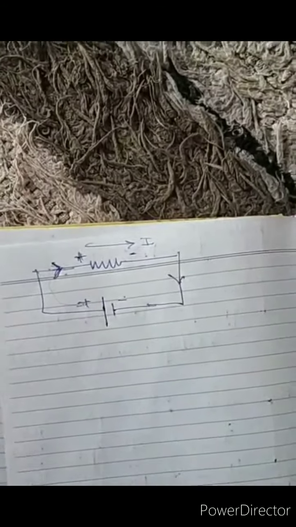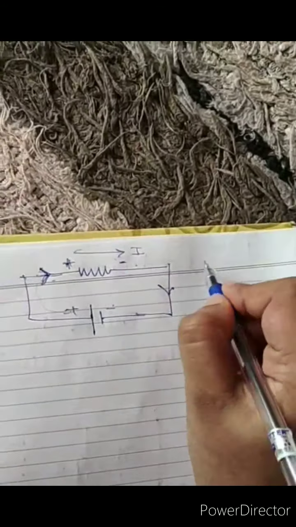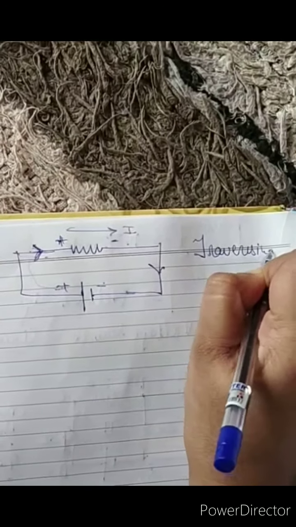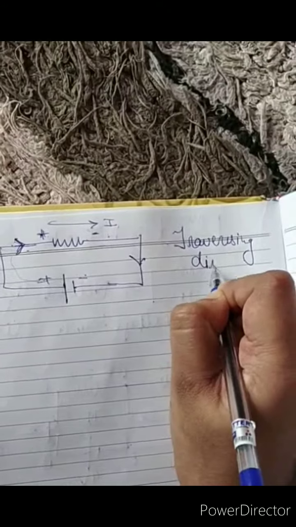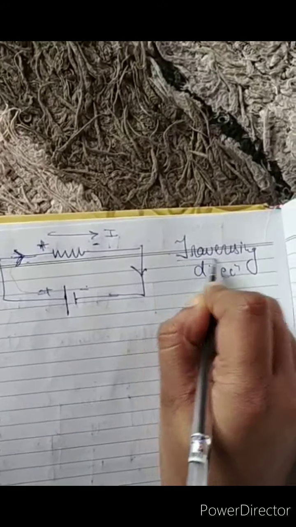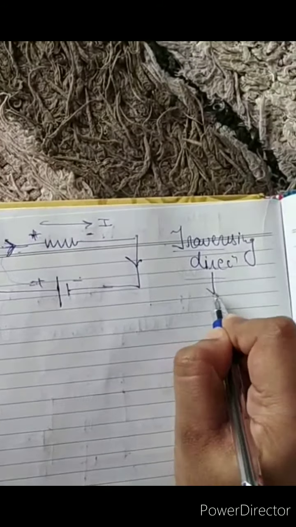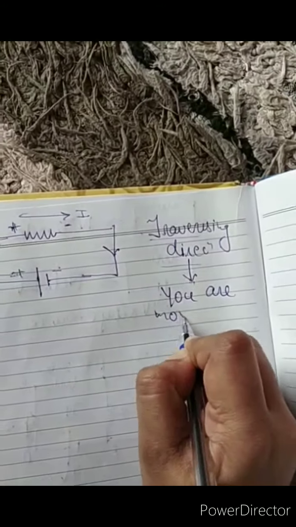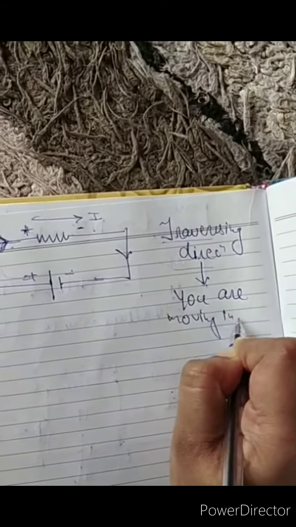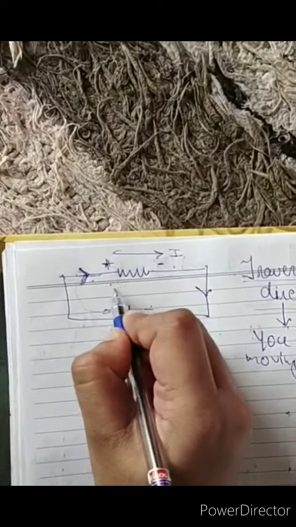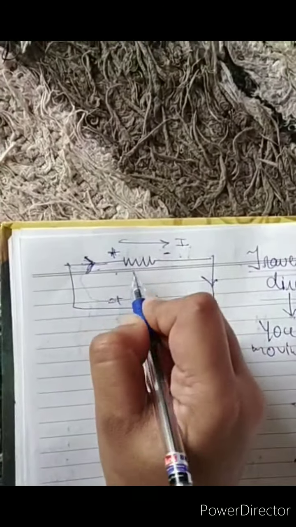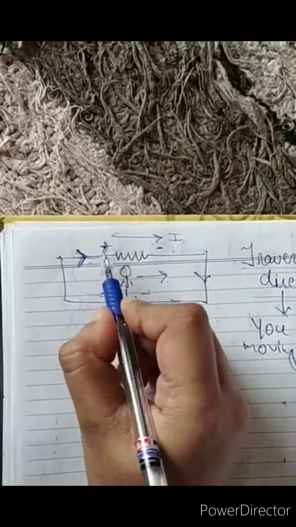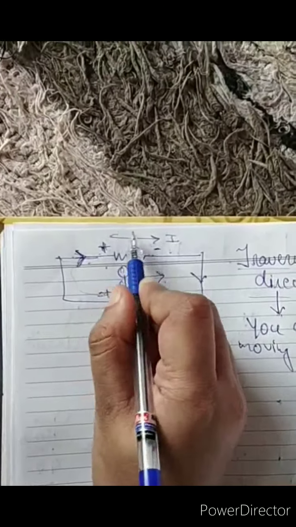Now you have to choose your traversing direction. Traversing means the path you are moving along. For example, if you are moving in this direction, you are moving in the direction of current, that is from plus to minus.